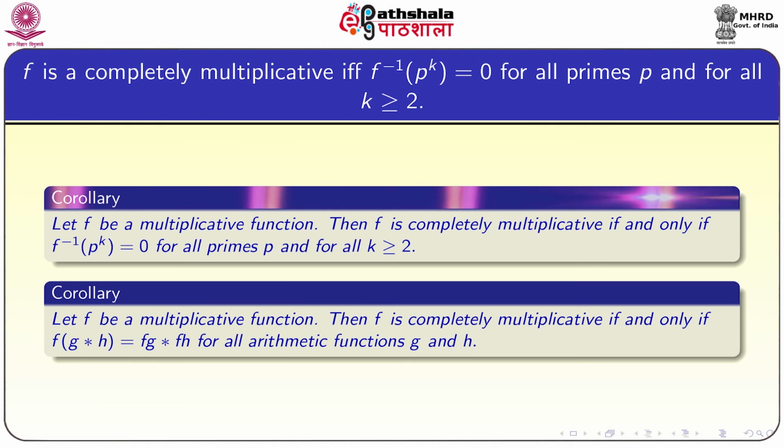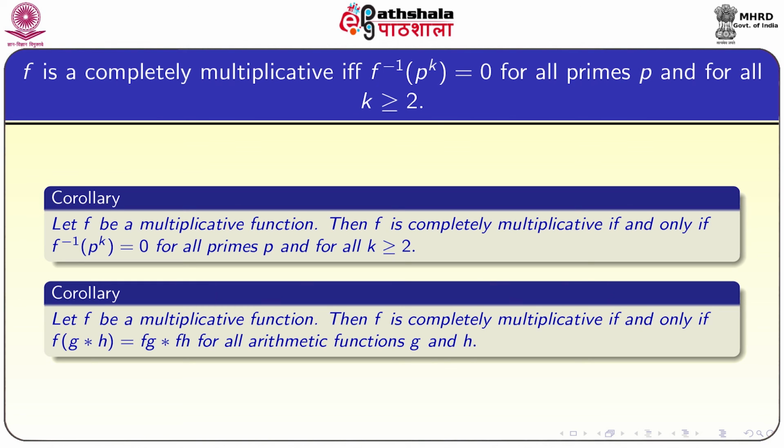So, another interesting thing is f is completely multiplicative if and only if f inverse of p power k equals 0 for all primes p and all k greater than or equal to 2. So, this can be derived very easily from the previous result. So, we will state it as a corollary. f is a multiplicative function, f is completely multiplicative if and only if f inverse of p power k equals 0 for all primes p and all k greater than or equal to 2.